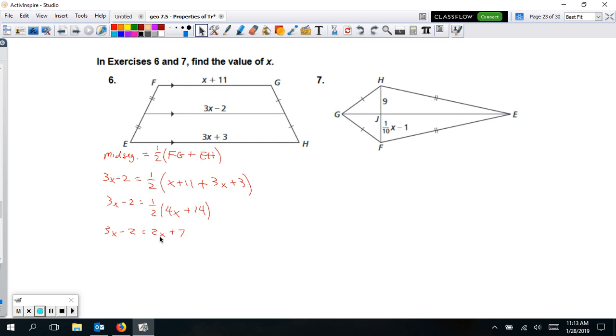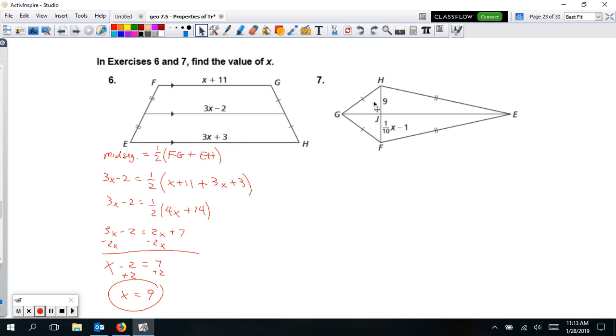Let's get the x's together. So I probably want to subtract 2x, get them all together on the left side over here. So subtract 2x from both sides. So that would give us now 1x minus 2 is equal to 7. These will cancel out here. So 1x minus 2 is equal to 7, and then you can just add 2 to both sides, and that would mean x is equal to 9. So there's our answer for x. Finding the value of x, x would be 9.